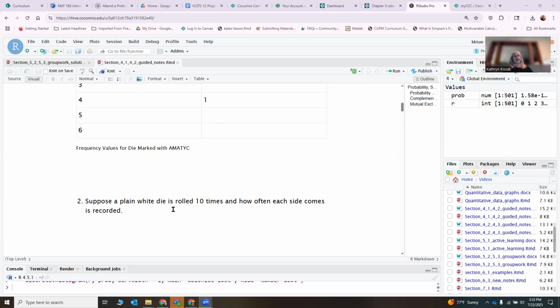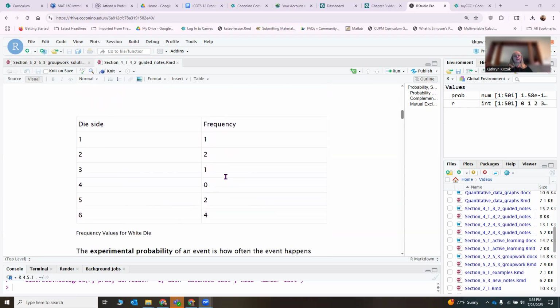Suppose a plain white die is rolled 10 times and how often each side comes up is recorded. Here again, we've only rolled it 10 times, but what I noticed is that some of the numbers seem really close to each other. 6 seemed to come up a few more times than the others, but it still seemed to be about the same.